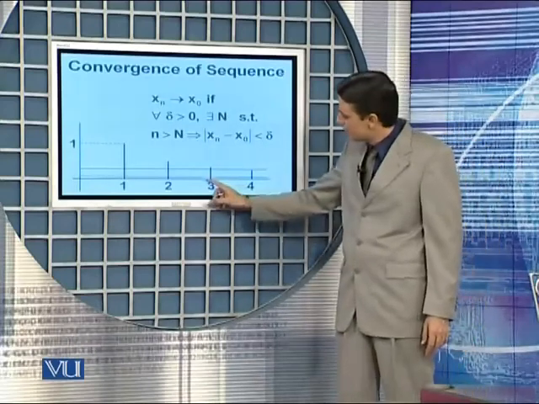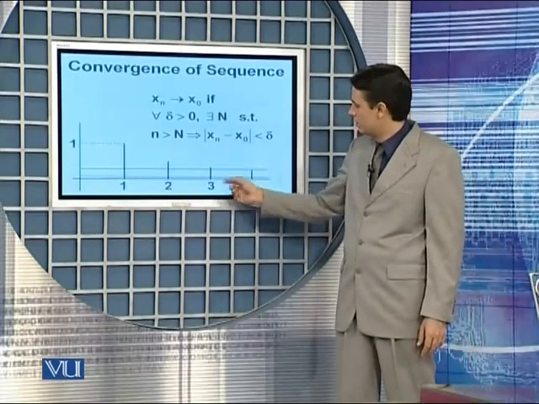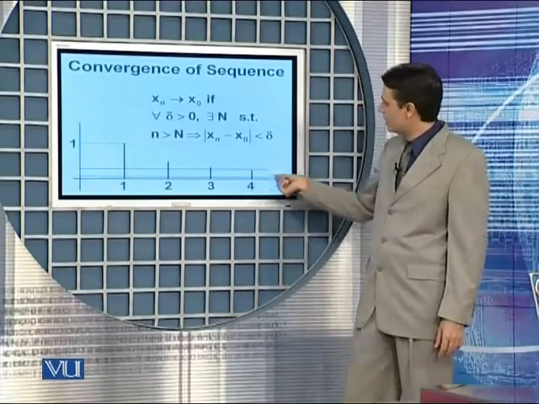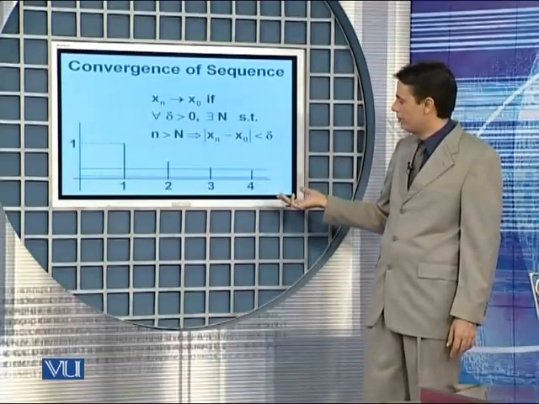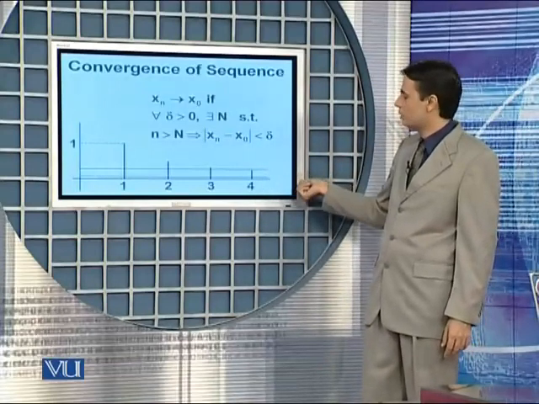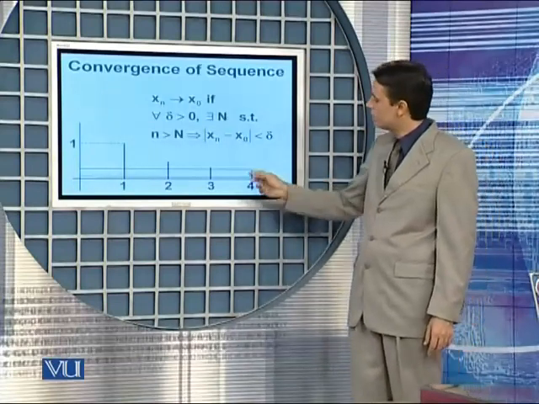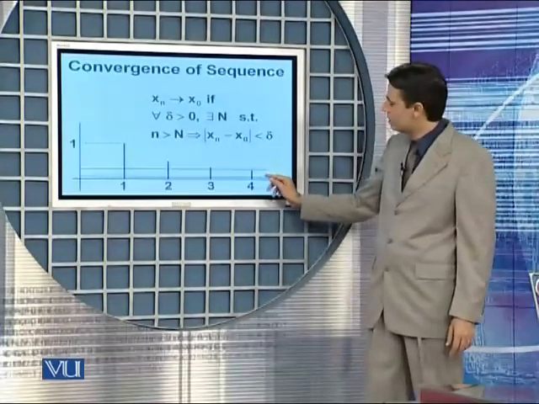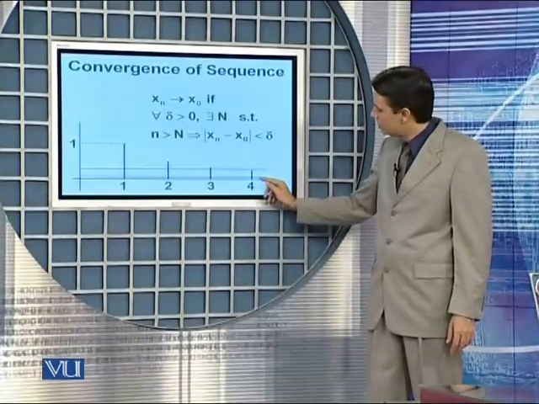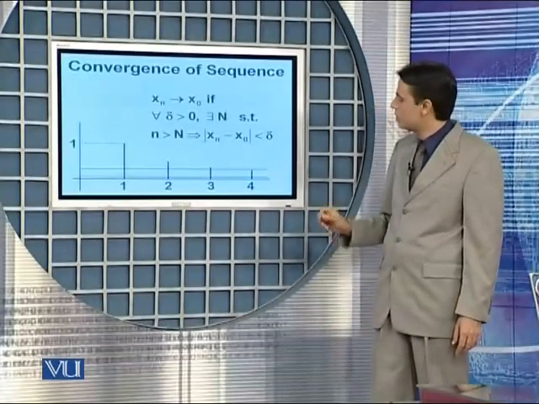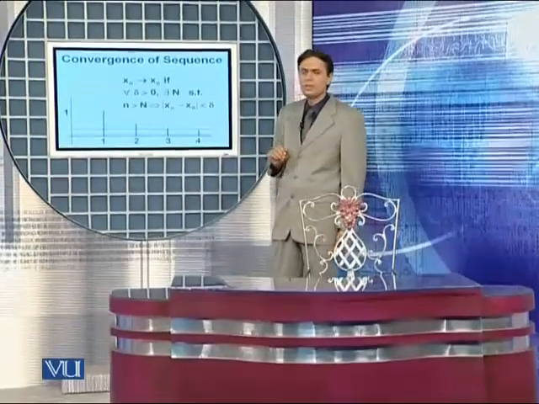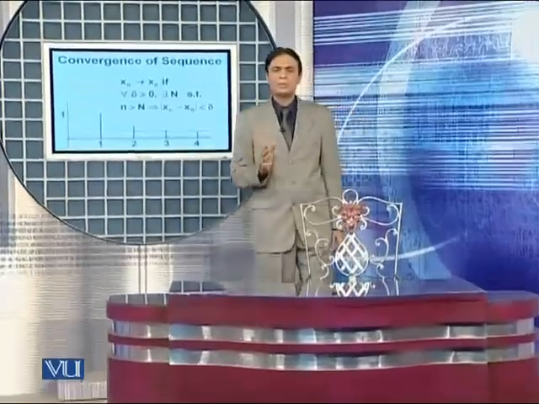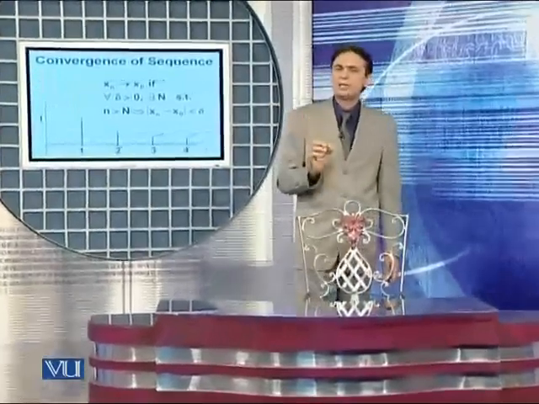You can pick even a smaller limit, say 0.05. Then I'll pick a capital N, which will be 21 or so. And after the index 21, the values will be smaller than 0.05, or it will be closer to the destination value by a distance of 0.05. So this is how you define convergence mathematically in a precise manner.